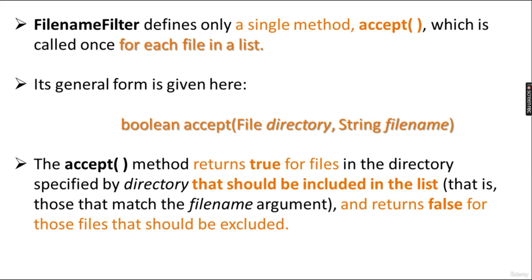And what is the format? boolean accept(File directory, String filename). The accept method returns true for files in the directory specified by directory that should be included in the list, so that the file is acceptable, those that match the filename argument. And it returns false for those files that should be excluded. And this function will be called only once for each file.